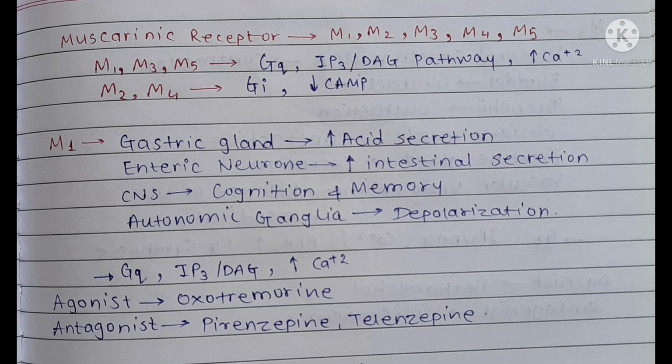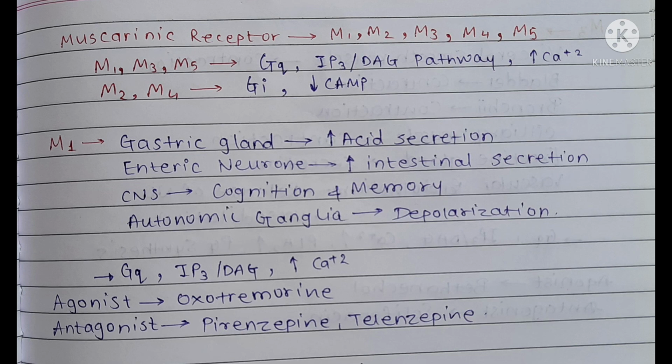Let's see the muscarinic receptor. Muscarinic receptors are classified into 5 subtypes: M1, M2, M3, M4, M5. M1, M3, M5 are Gq coupled, working by the IP3-DAG pathway, that is an increase in intracellular calcium ions. M2, M4 are inhibitory in nature, Gi coupled. They decrease cAMP production.